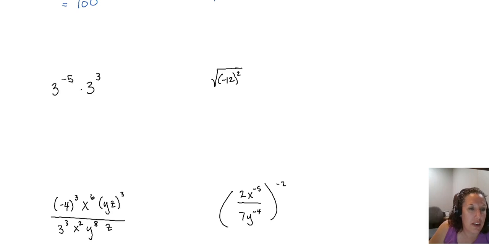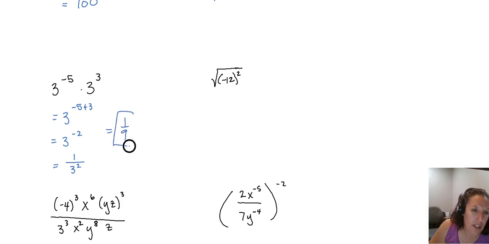So 3 to the negative 5th times 3 cubed is going to be 3 to the negative 5 plus 3. And when we simplify that exponent, negative 5 plus 3 is a negative 2. And now we can use that sixth rule and write that as 1 over 3 squared. And simplifying that, we get 1/9.